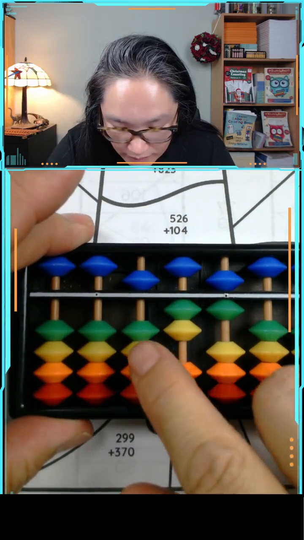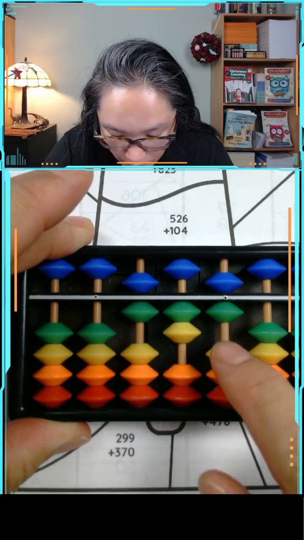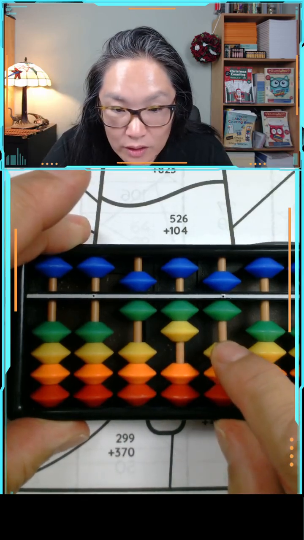We want to add the 1. We want to add the 0. And then we want to add the 4. How do we add the 4?